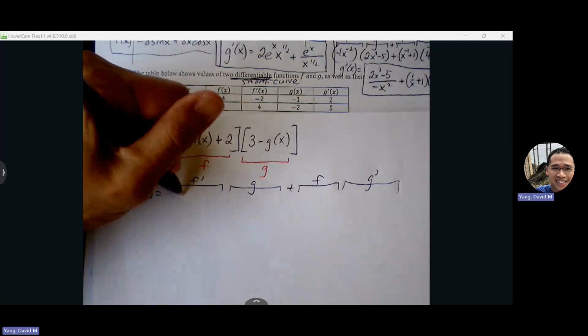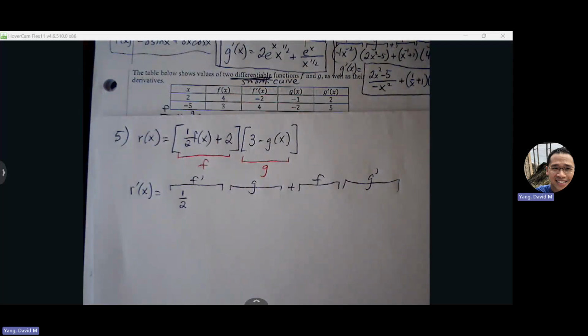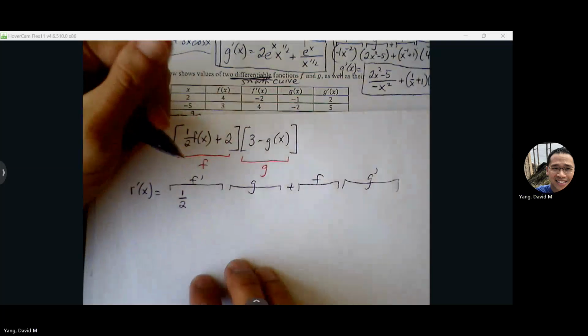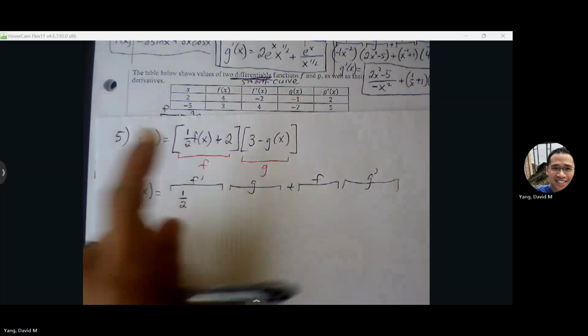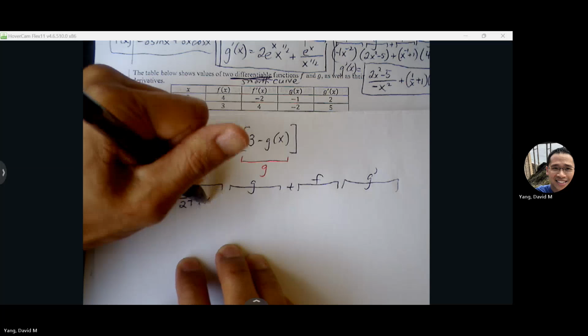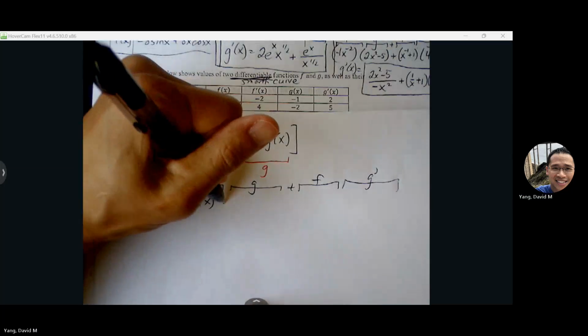F prime, yeah. So coefficients, if attached to a variable, are just going to stay with the derivative of that variable. Now, if the 1/2 is by itself, if it's 1/2 plus f of x, then the 1/2 would completely go away. What happens to the 2? Goes away. Okay, so that's 0.